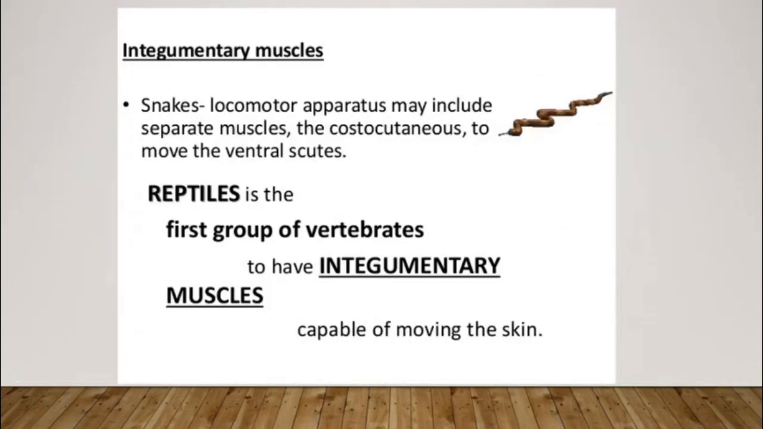Integumentary muscles, especially in snakes, the locomotor apparatus may include separate muscles, the costocutaneous, which moves the ventral scutes. Reptiles are the first group of vertebrates that have integumentary muscles. So they have muscles already in the integument. Humans also have muscles in the integument, in smaller size, that pull the hair. That's why we feel goosebumps.